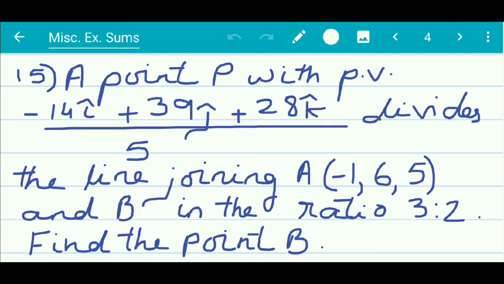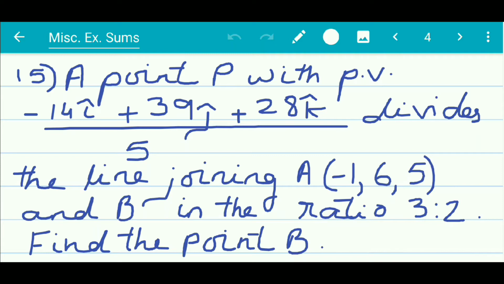Next we go on to the 15th sum. According to the 15th sum, a point P with position vector minus 14i plus 39j plus 28k upon 5 divides the line joining A, the coordinates of A are minus 1, 6, 5 and B in the ratio 3:2. We have to find the coordinates of point B.